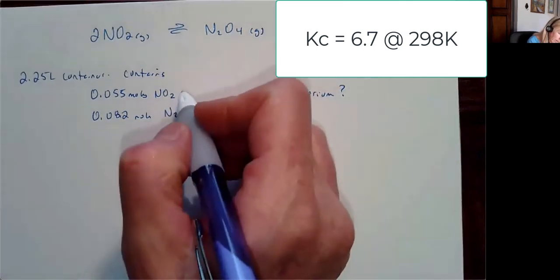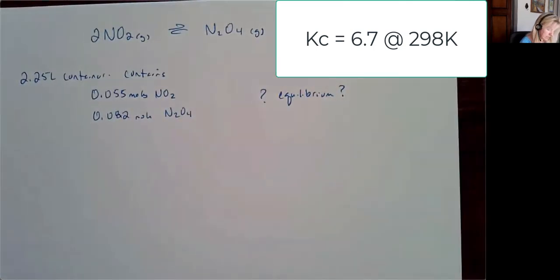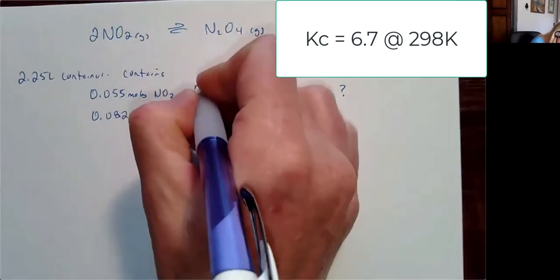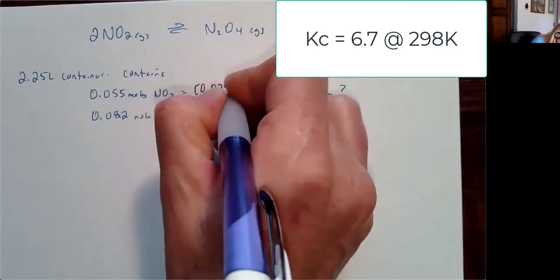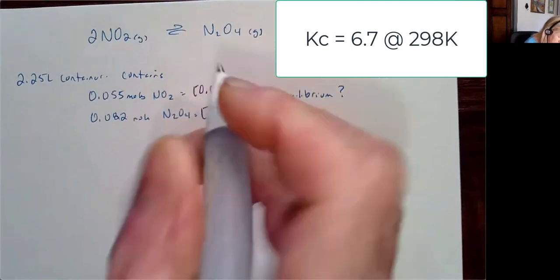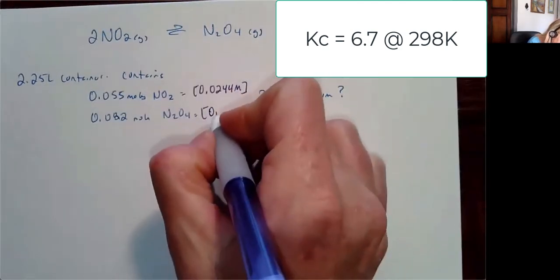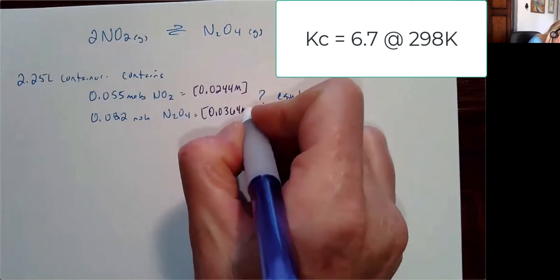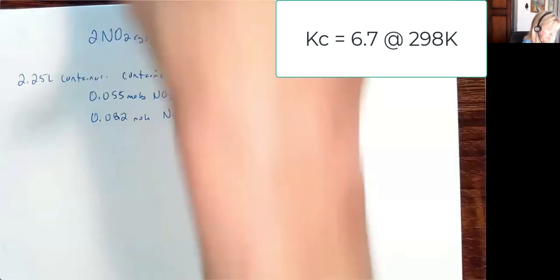I might go ahead and convert these into molarities, just because I know I'm going to need to use that. So I'm going to take moles and divide by liters. That's going to give me molarity of NO2. This is 0.0244, and N2O4 is 0.0364 molarity. So I just have those molarities there handy.